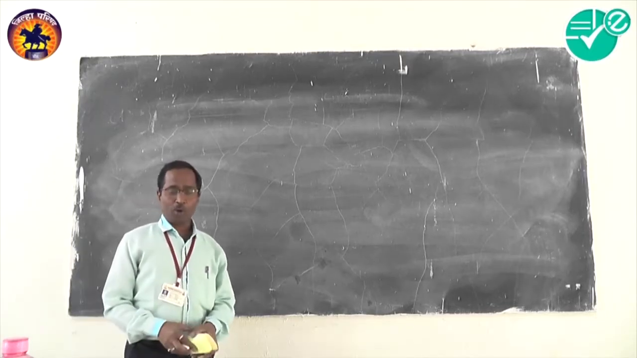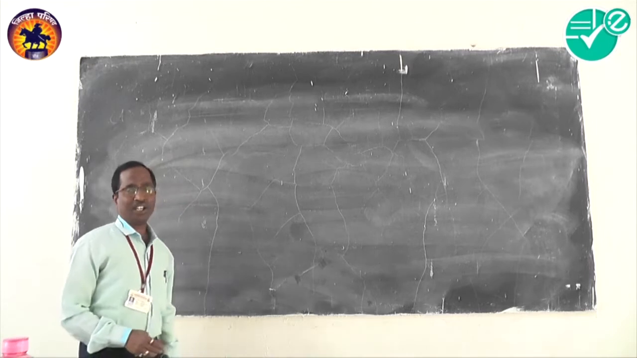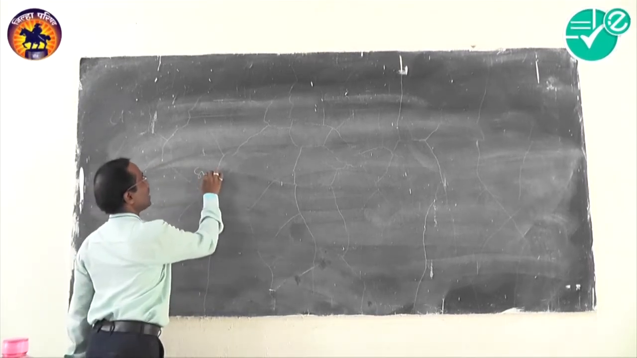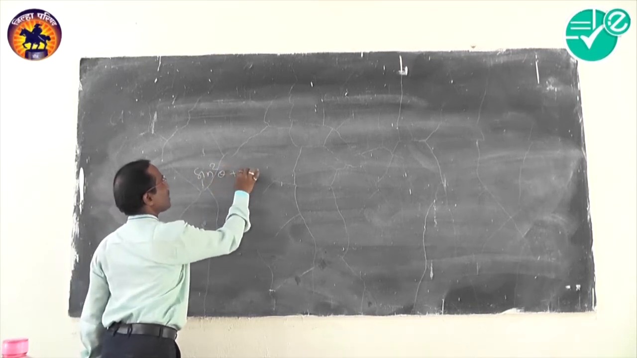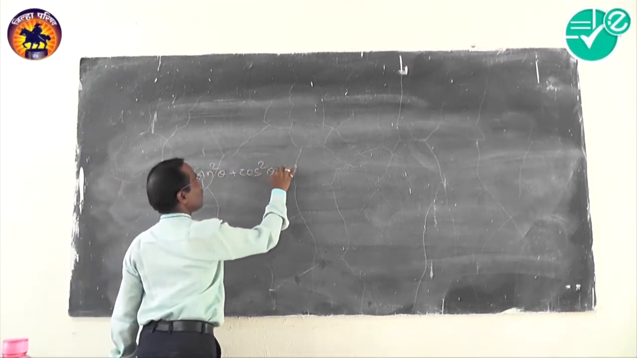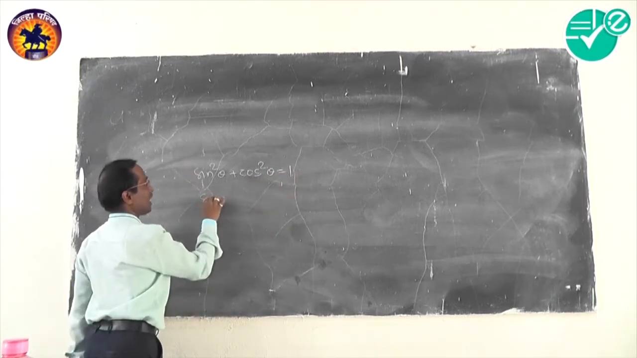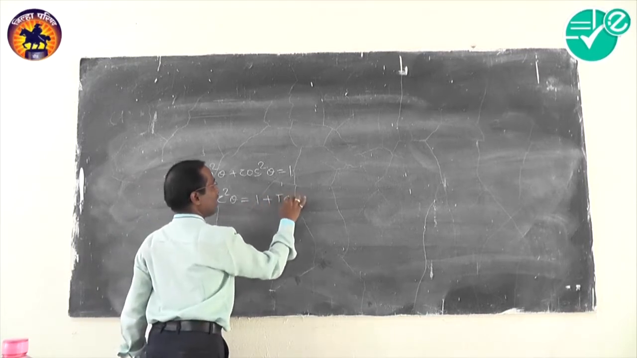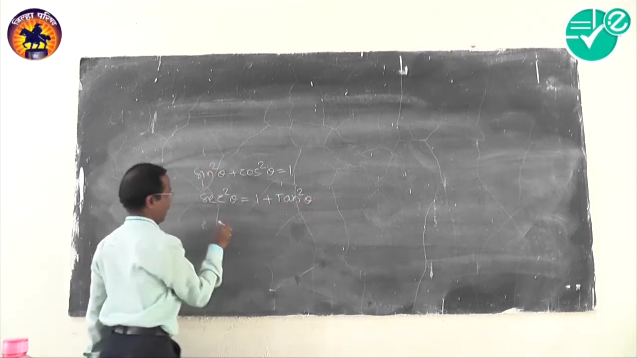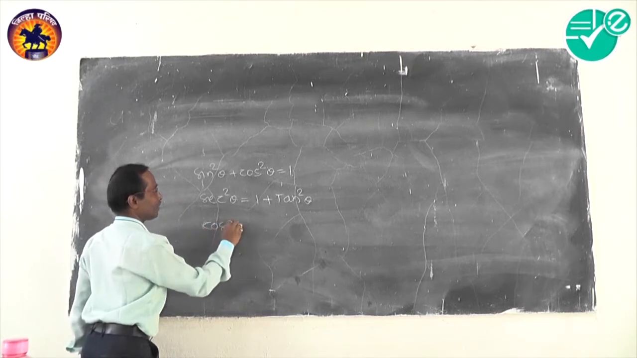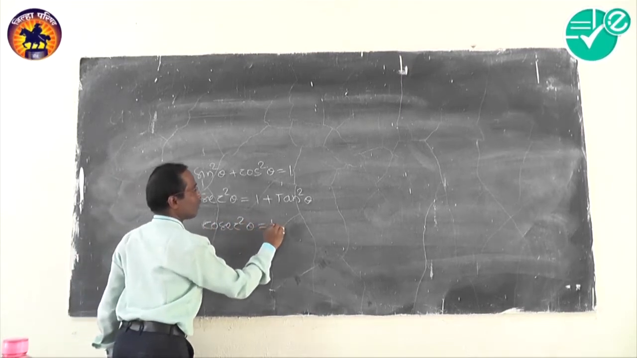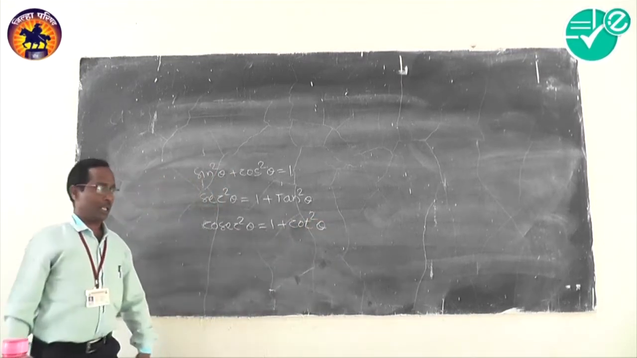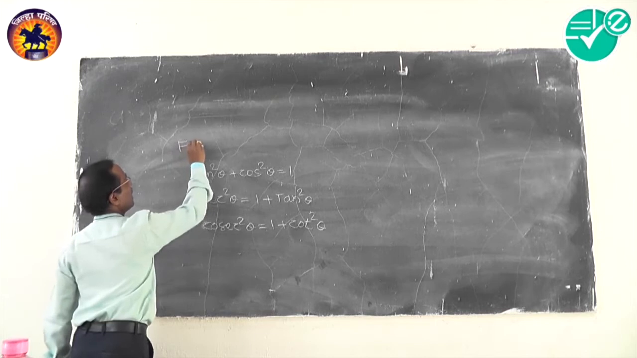We have studied the fundamental identities in 10th class. For any angle theta, sin square theta plus cos square theta is equal to 1. Sec square theta is equal to 1 plus tan square theta, and cosec square theta is equal to 1 plus cot square theta. So these are called the fundamental identities.